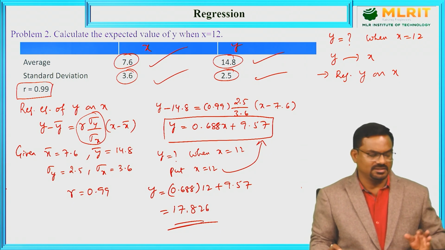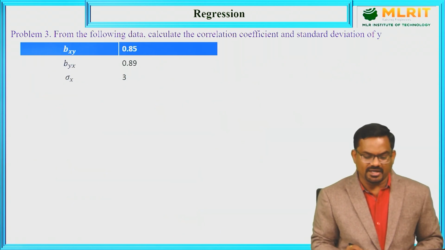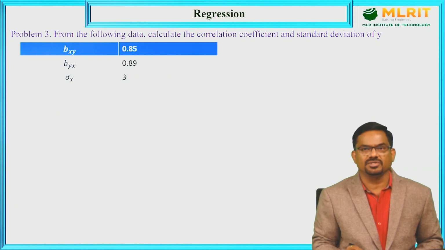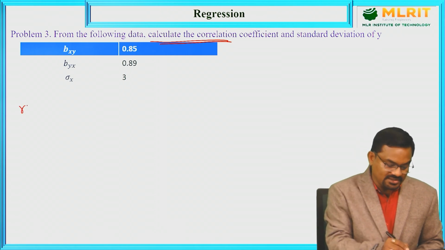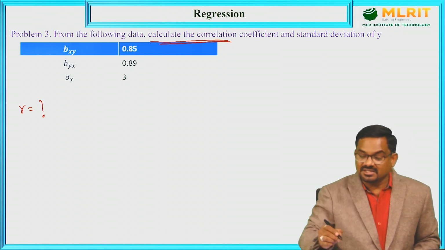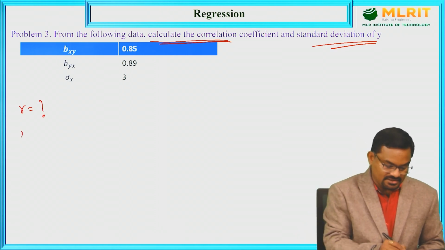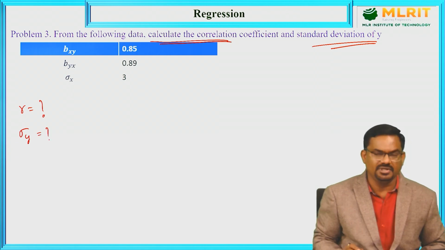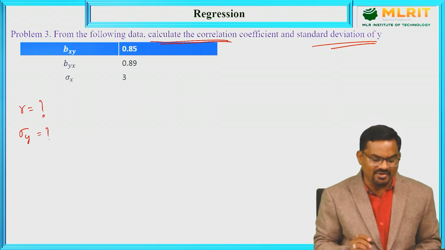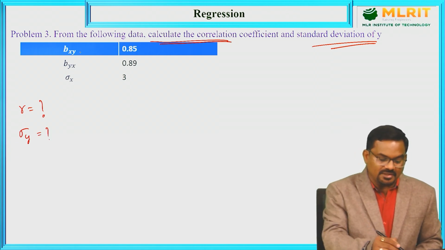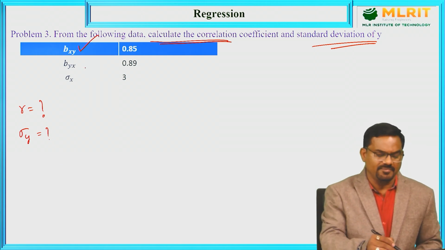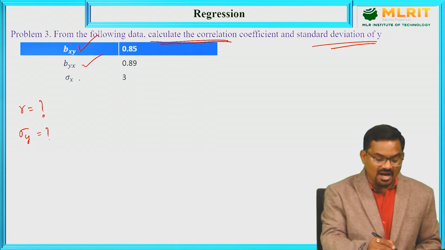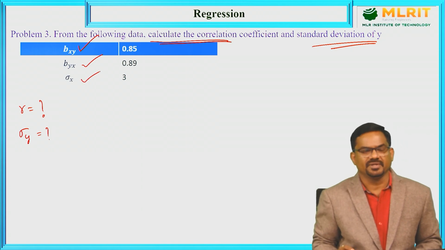Similarly, let us discuss one more problem. From the following data, calculate the correlation coefficient and standard deviation of y. So, it is required to find the correlation coefficient. What is the value of R? And standard deviation of y, sigma y. These are the required values. What are the given values first? The regression coefficient of x on y is given, y on x is given, and standard deviation of x is given.